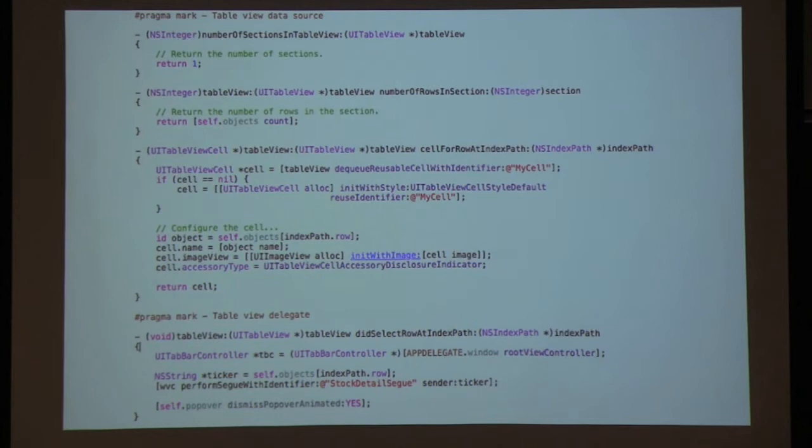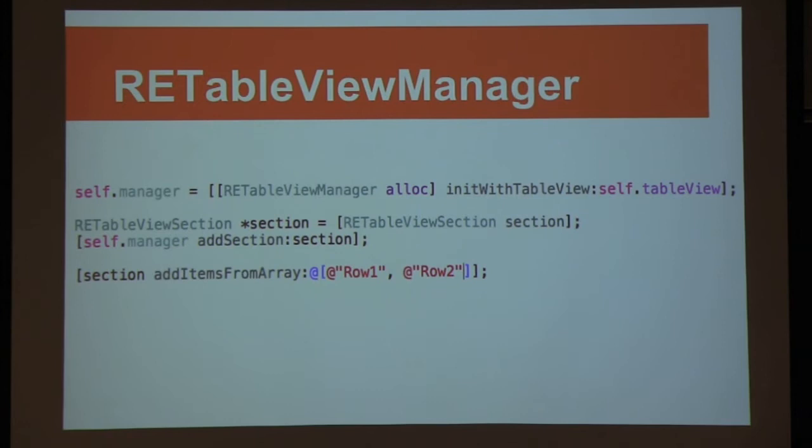So something like this, where you have a whole bunch of code that basically just adds some objects to a table view, you get the sense that it really should be easier than this. And there's a really great third-party library out there called RE Table View Manager that makes it really easy to just add some objects to a table view. And it's about as easy as it should be, rather than all that junk before. Like I said, Apple tries to handle every possible use case, so these are some APIs that are hard to work with, so this is much better.